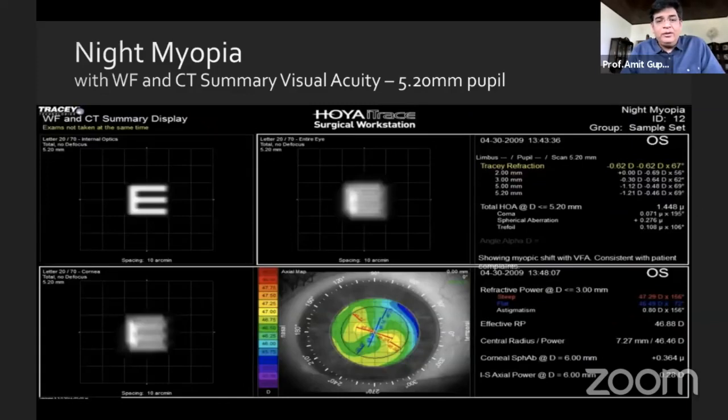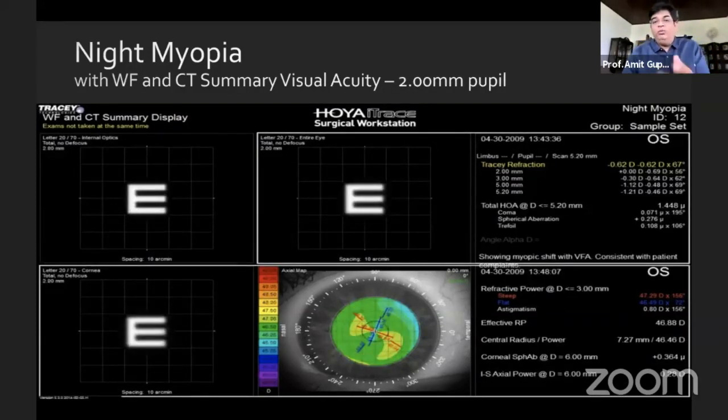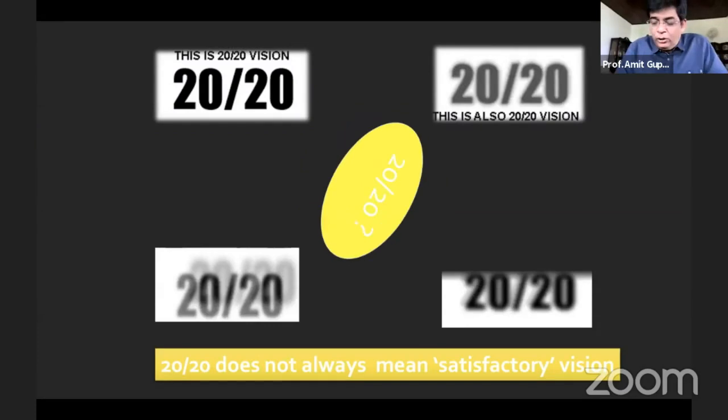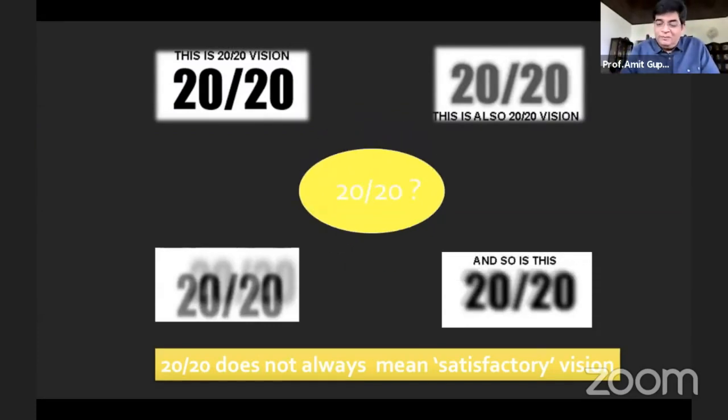We also have the visual simulation charts. This is through a 5.2 millimeter pupil, and this patient is having a blurred letter, and we can show the patient, listen, this is the cause of your complaints. At 2 millimeter pupil, it clears up, and the patient has no such symptoms. Now, we know that all 20/20 vision is not equal, and it may not be satisfactory.